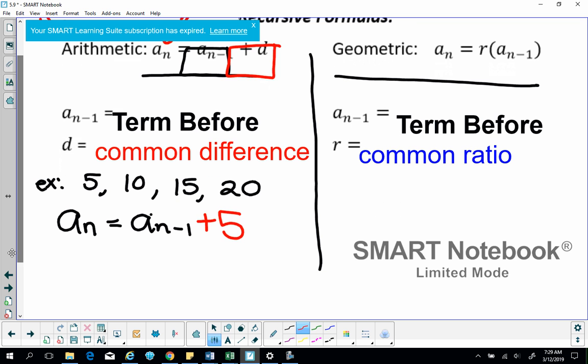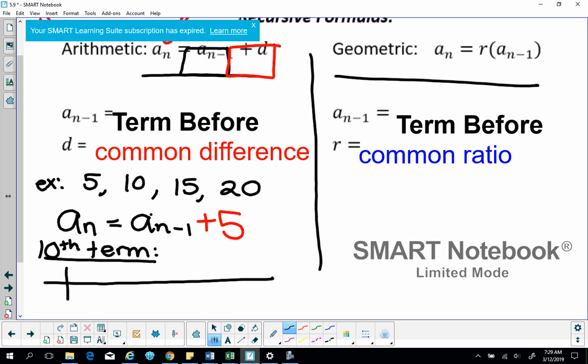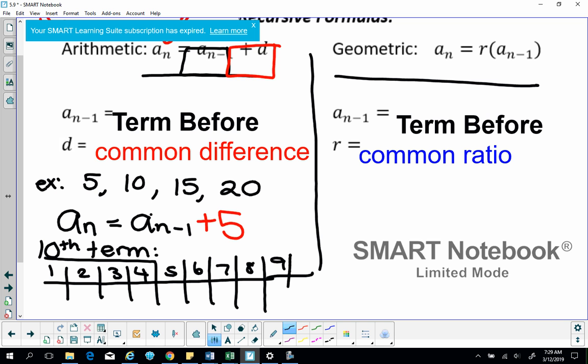Now, if they're like, I want you to find the 10th term, right? We're going to learn an easier way next class. But if they wanted you to use this formula to find the 10th term, I would have to make a table. So I'm going to go, okay, here's term 1, 2, 3, 4, 5, 6, 7, 8, 9, 10. So when we're looking for a term and you're using the recursive, you're just writing a table.